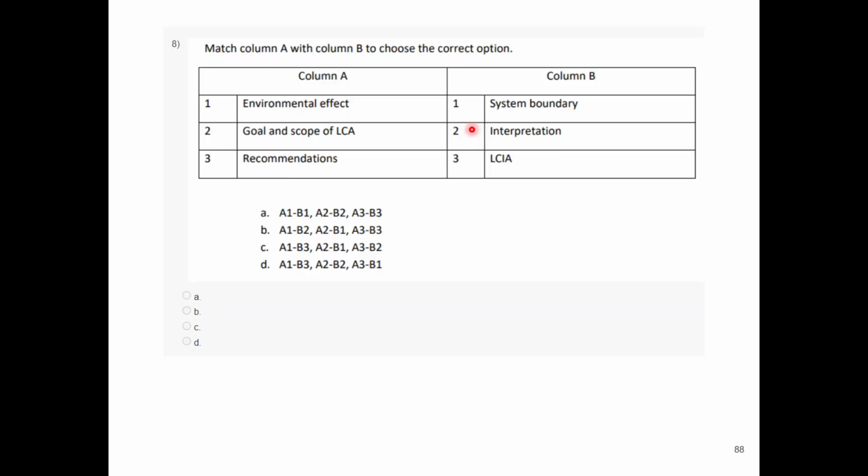Eighth question, match column A with column B to choose the correct option. Column A: 1 environmental effect, 2 goal and scope of LCA, 3 recommendations. Column B: 1 system boundary, 2 interpretation, 3 LCIA. Option A: A1-B1, A2-B2, A3-B3. Option B: A1-B2, A2-B1, A3-B3. Option C: A1-B3, A2-B1, A3-B2. Or D: A1-B3, A2-B2, A3-B1. Out of A, B, C and D, which is the correct option?